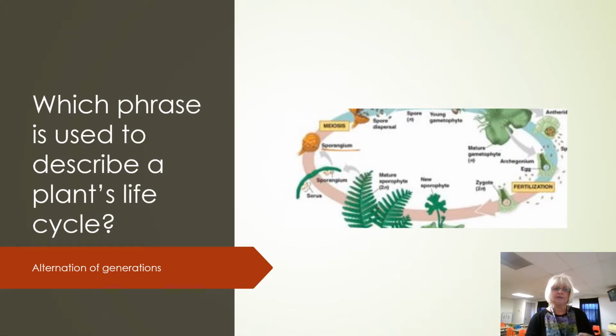So which phrase is used to describe a plant's life cycle? It's the same thing as the humans. It is the alternation of generations.